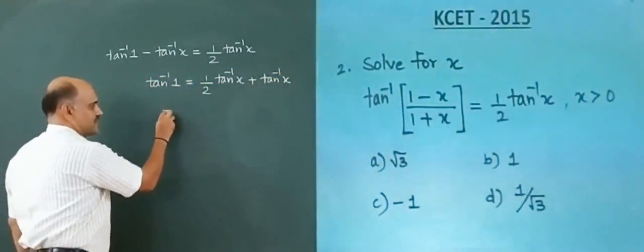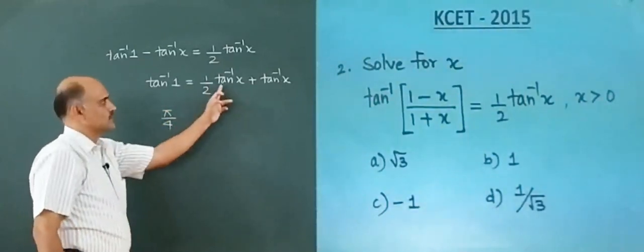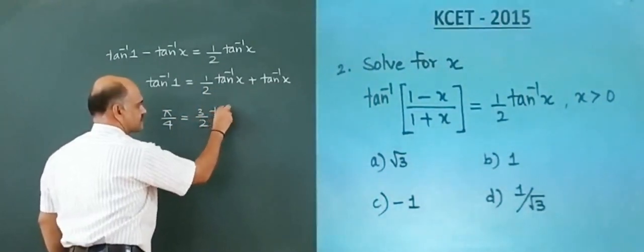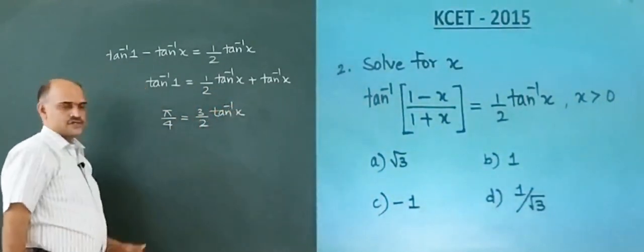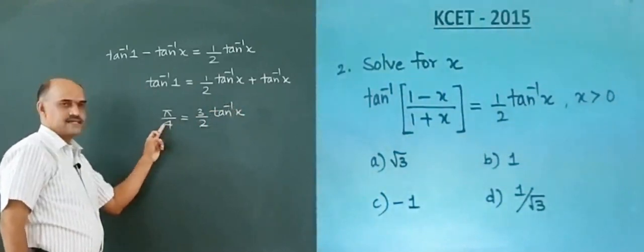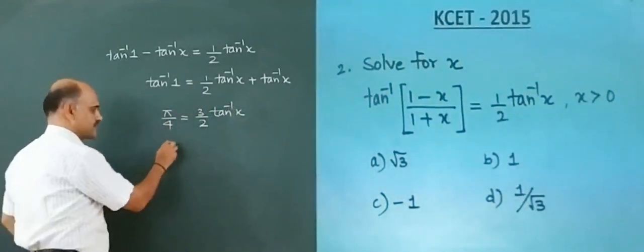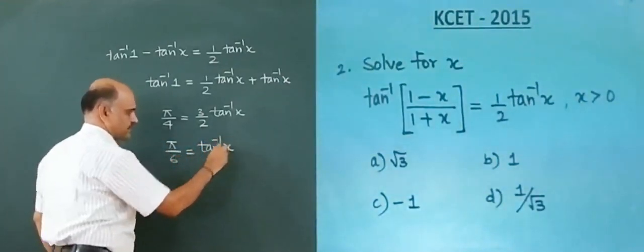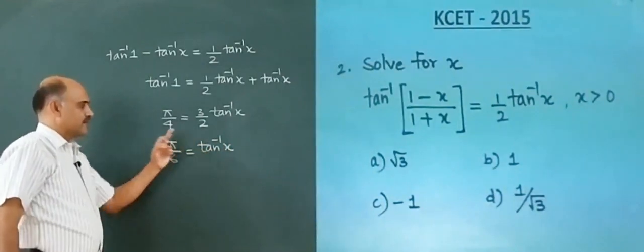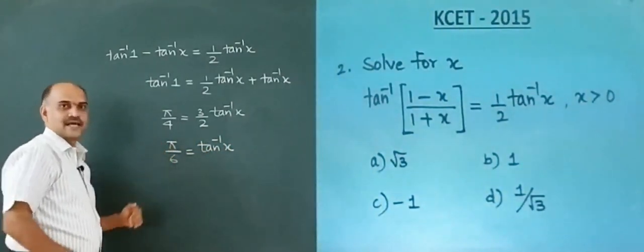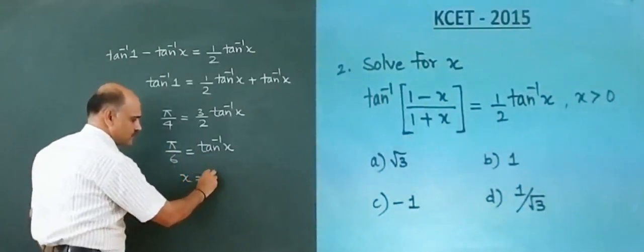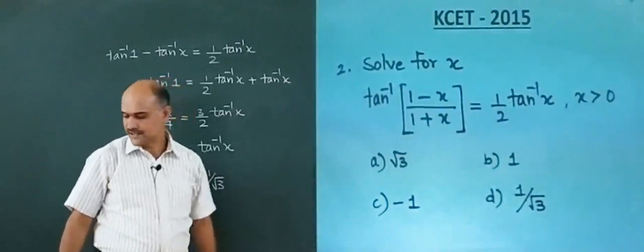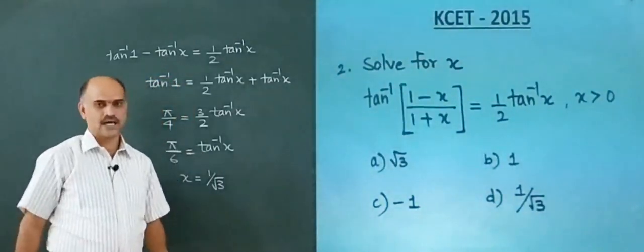Tan inverse 1 is pi by 4. Both terms are the same, so if you add, you will have 3 by 2 tan inverse x. So simplify, the 2 gets cancelled, then 3 2s are 6, you will have pi by 6 is equal to tan inverse x. Now if you take tan on this side, tan pi by 6, tan 30. Tan 30 is 1 by root 3, therefore x is equal to 1 by root 3. So option D is our answer.